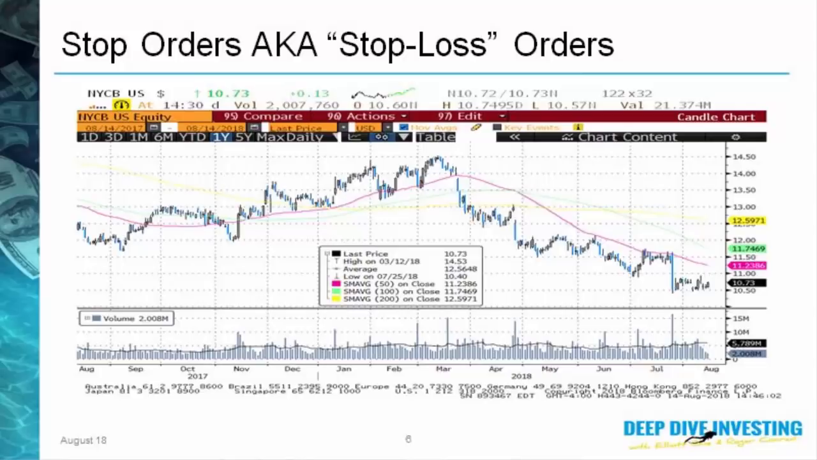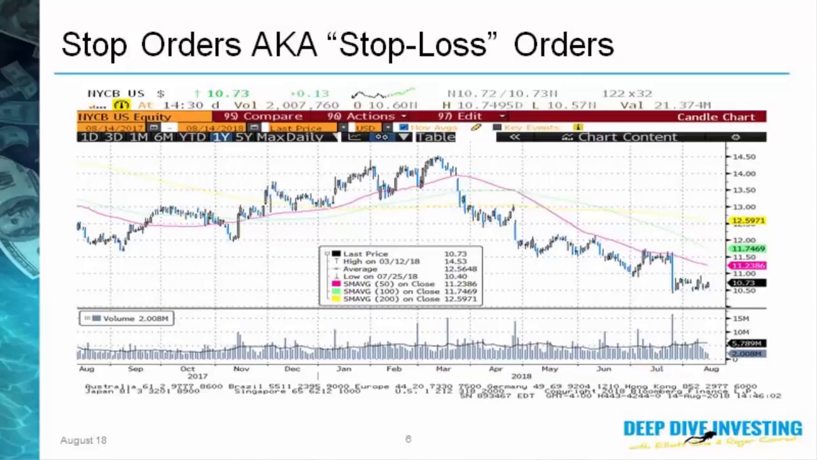And so on this slide, I've actually put up a chart of New York Community Bancorp, which is, by the way, a bank that we have recommended as a sell in deep dive investing. It is not a stock we like. I'm using it for illustrative purposes. Symbol there is NYCB. Reason we don't like it's a little bit complicated, but it has to do with the type of loan that they have in their books.